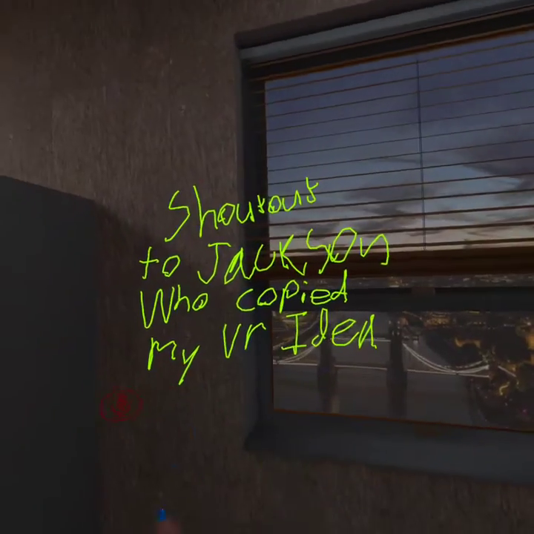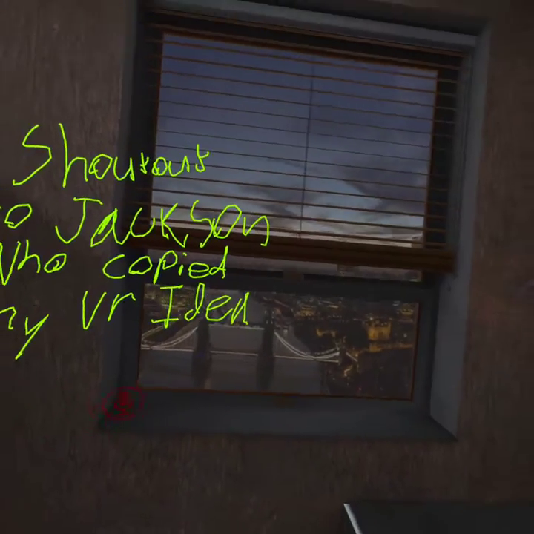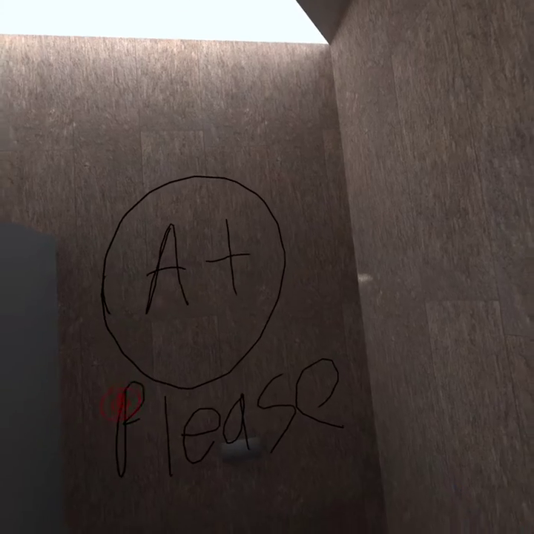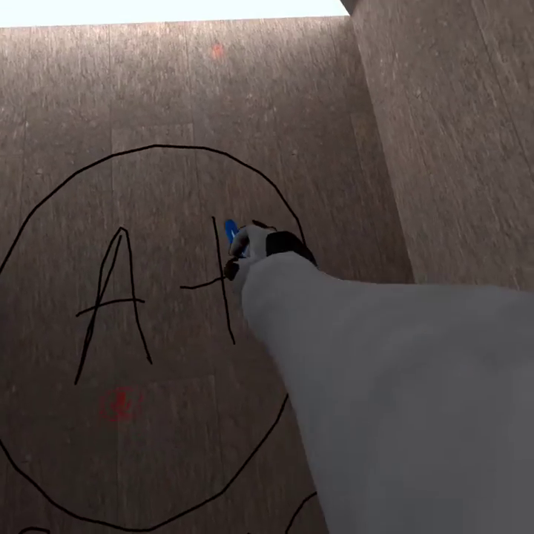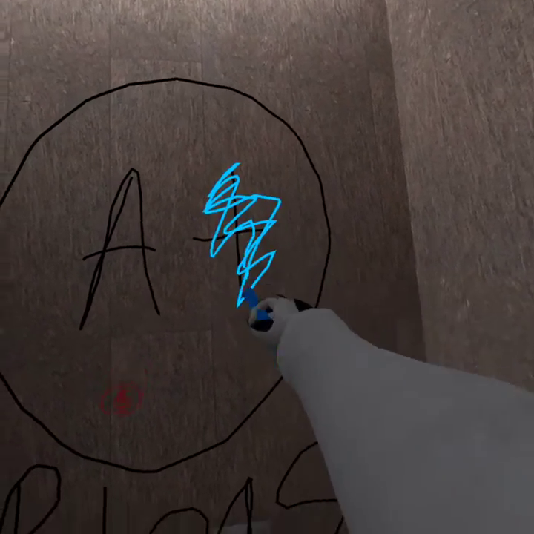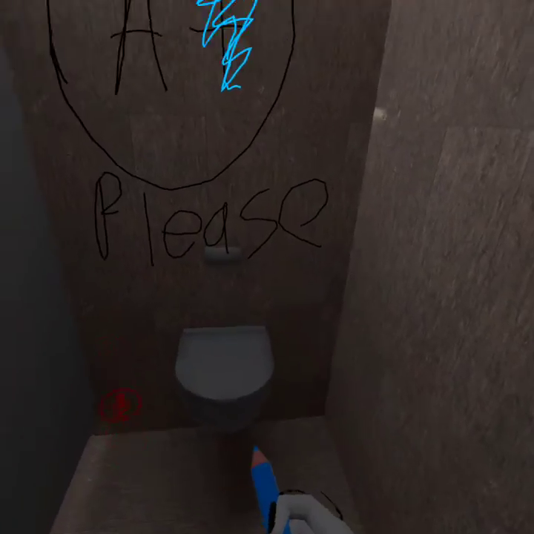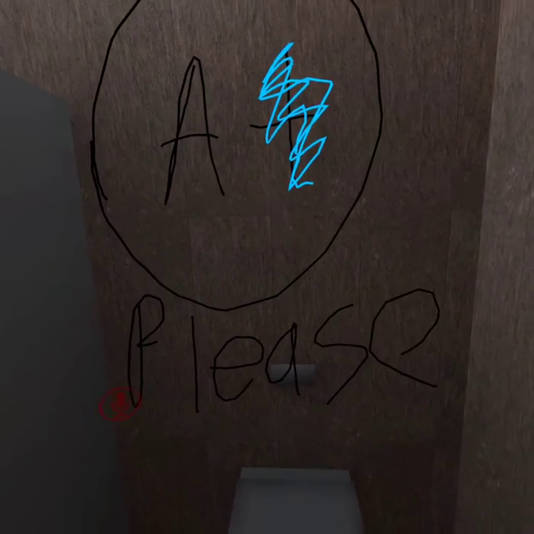I would just like to make a shout out to Jackson, who copied my idea for this VR. And I would love to get an A on the assignment. Just ignore that plus, anywhere along the a's. It is really hard to write in a 3D space. It takes some time getting used to.